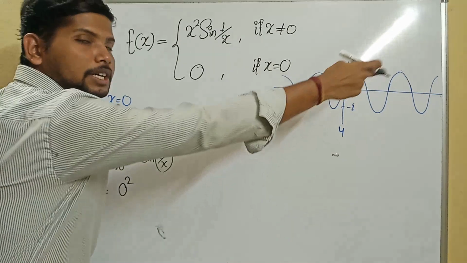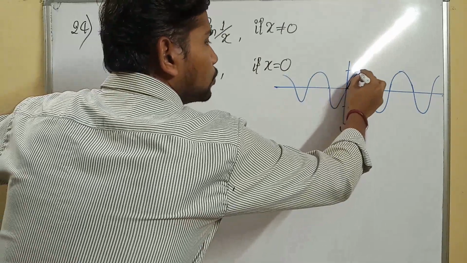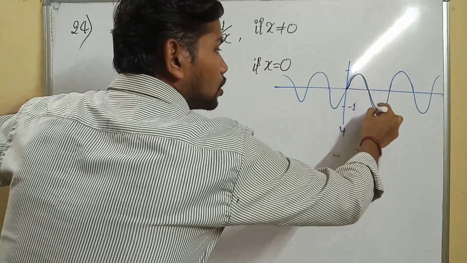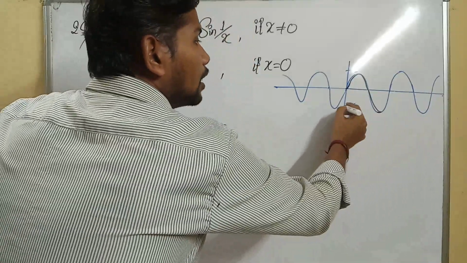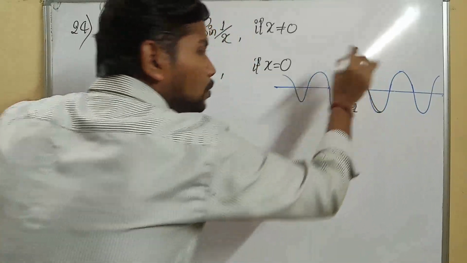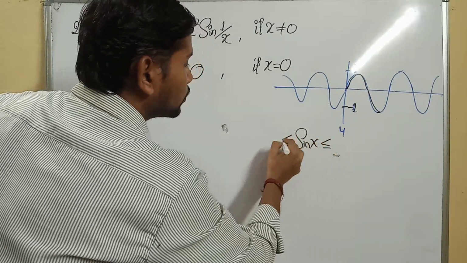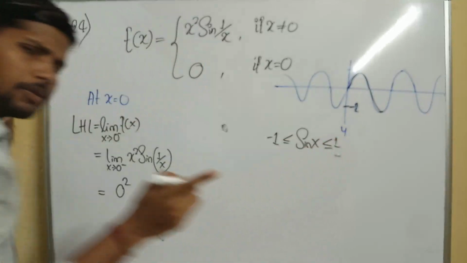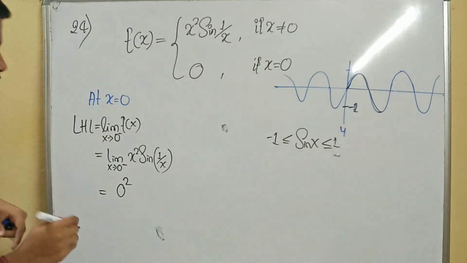Whenever sine is continuing, the graph goes like this. Sine 0, pi by 2 is 1, pi is 0, 3 pi by 2 is minus 1. Sine x continues like this, but all the values are always in between minus 1 to plus 1. Is minus 1 to plus 1 a finite value or an infinite value? Yes, it is a finite value.